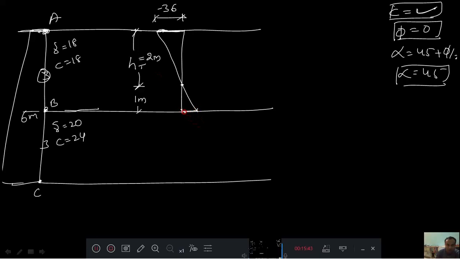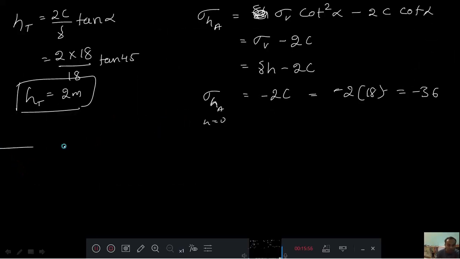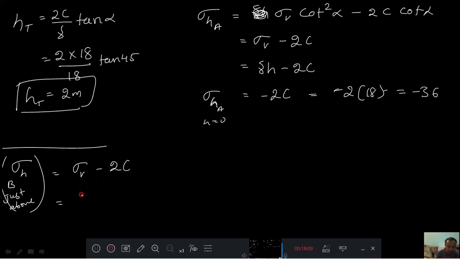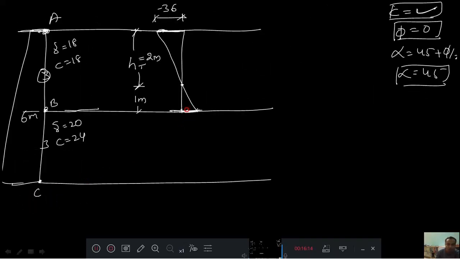Now I need to calculate this one. Now this layer is there, this B layer, whether this B layer belongs to the top soil or bottom soil, that I don't know. Therefore I have to make 2 layers. One is just above the B, that is sigma h. I need to calculate at B just above. Then the formula is sigma v minus 2c. Then what is the vertical stress just above?